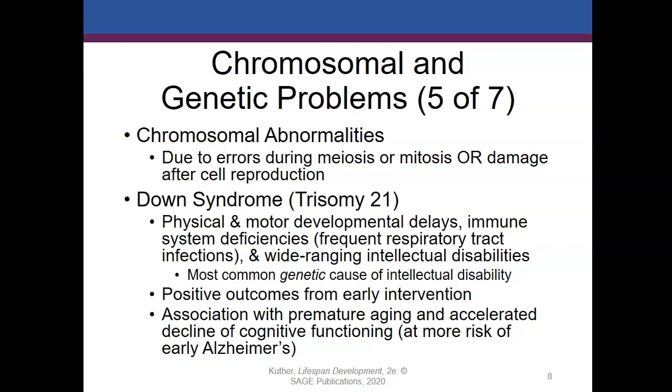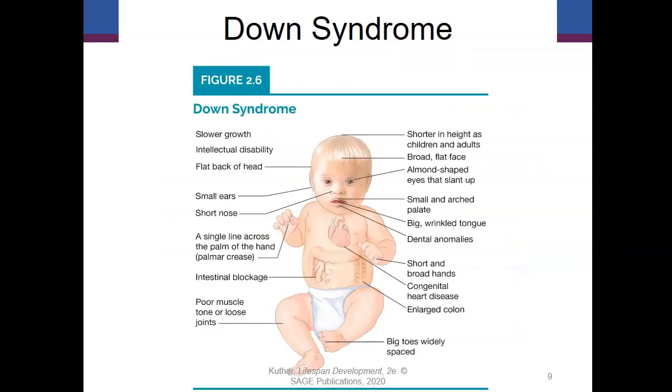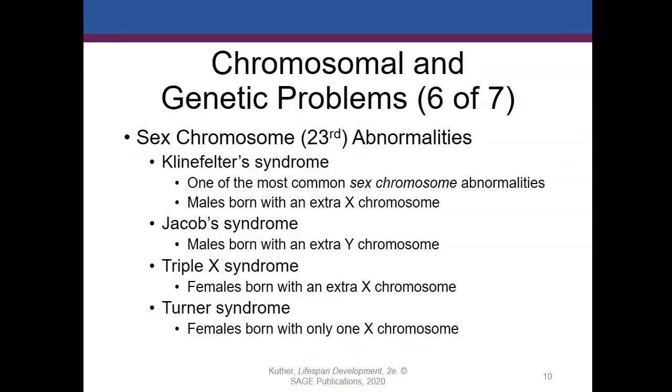If supported and cared for, people with Down syndrome can experience positive outcomes, but the disorder is associated with early Alzheimer's and other signs of early cognitive decline and aging. This figure, 2.6 from our book, illustrates some of the physical characteristics of a child with Down syndrome. Some chromosomal abnormalities occur on the sex chromosome, or the 23rd chromosome.